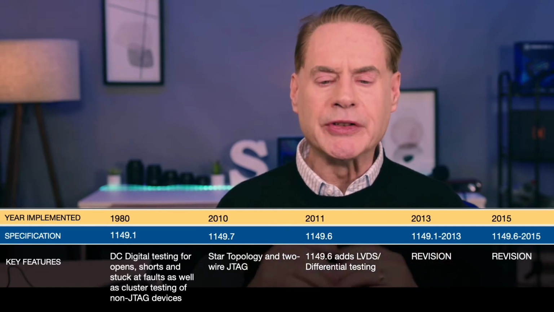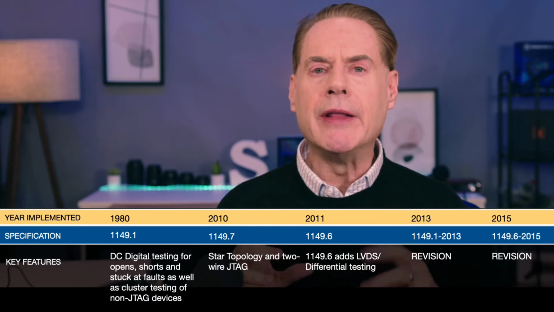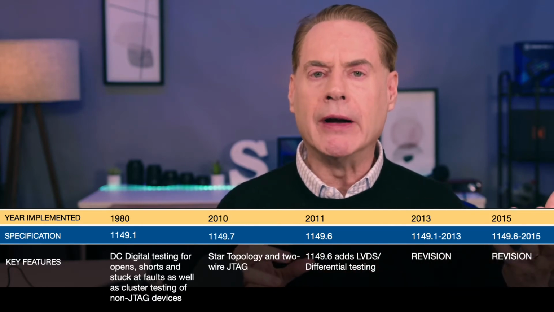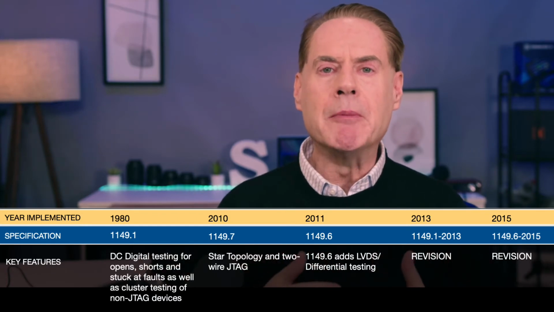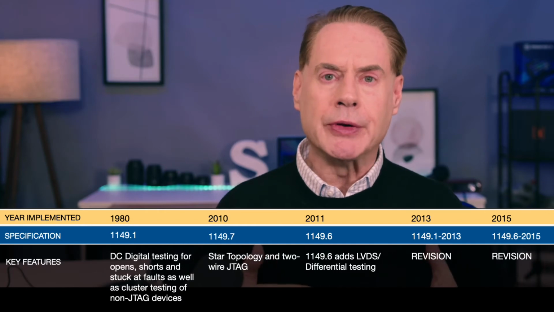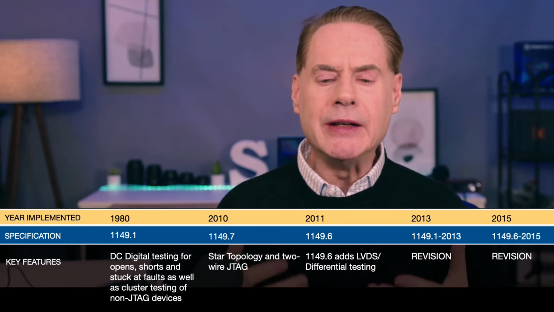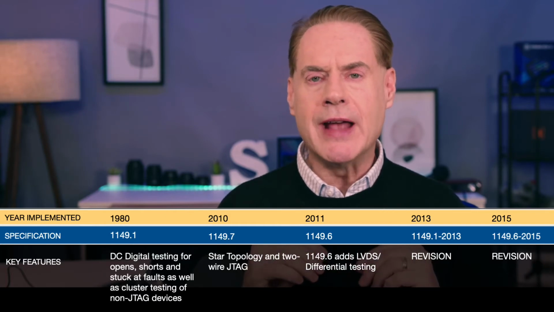Next, there was a specification for 1149.7, which took the 4 or 5 wire JTAG interface and knocked it down to 2, which made it much easier to get the pins on a board so that you could interface to JTAG. In addition to that, there was a star topology in 1149.7.